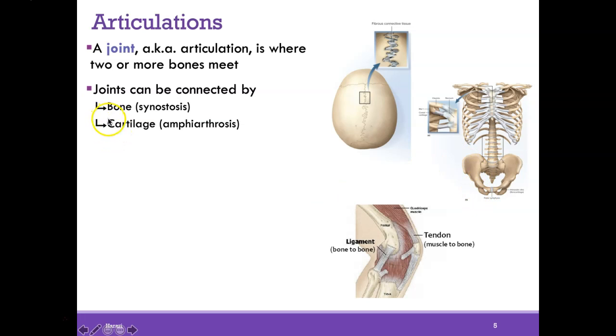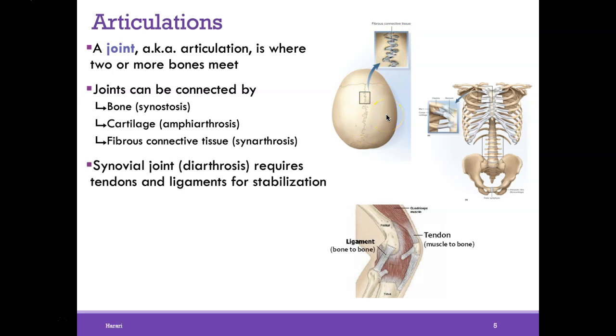Joints can also be connected by cartilage. So for example, the costal cartilage allows our ribs to connect to the sternum. That's considered a type of joint because the bone is connected to the other bone via cartilage. Joints can also be connected by fibrous connective tissue. So in the case of our sutures, for example, that connect our parietal bones, we need fibrous connective tissue to keep them together.